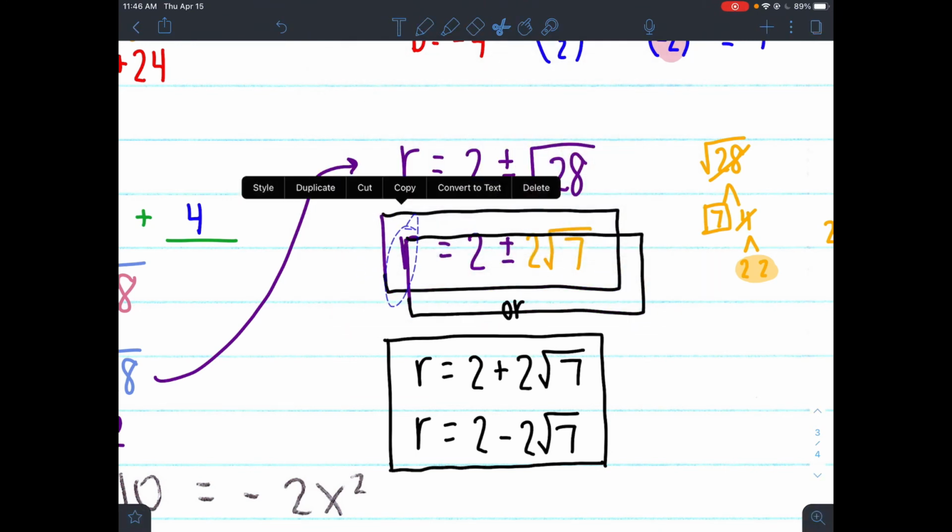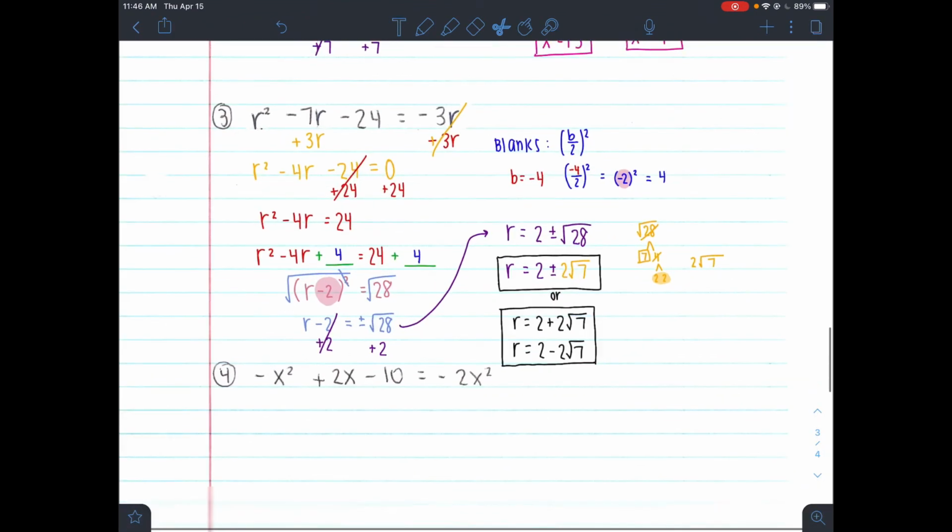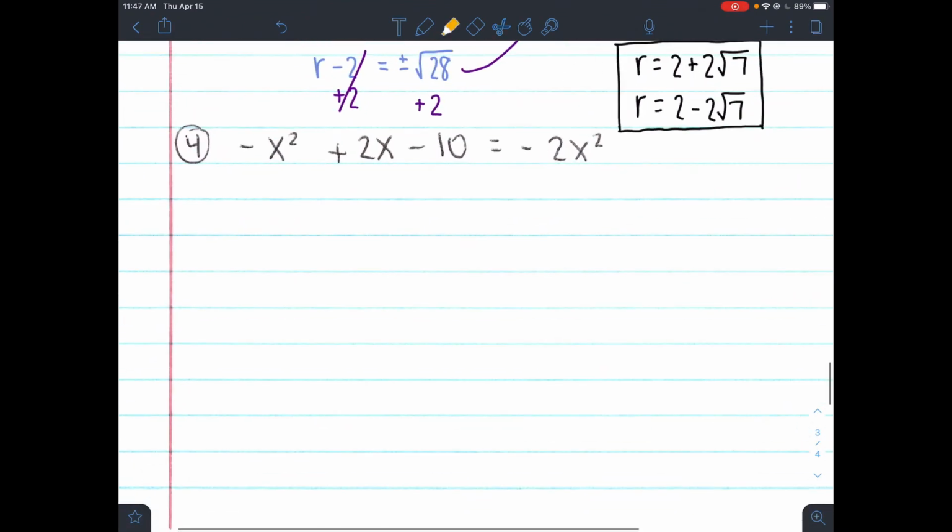I'm going to go ahead and fix this real quick. Oops, undo. Like that. There we go. All right. Moving on to the last problem of the on-level section.